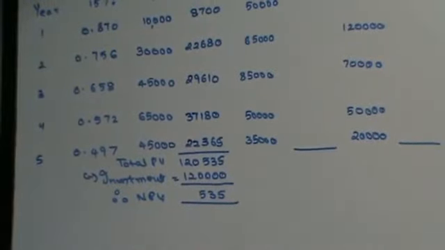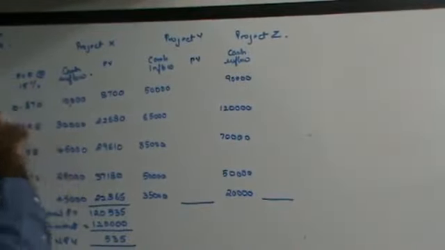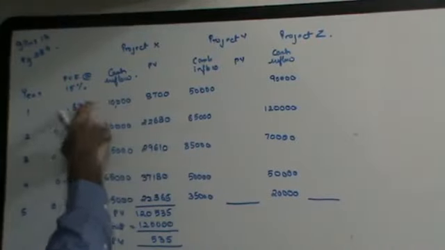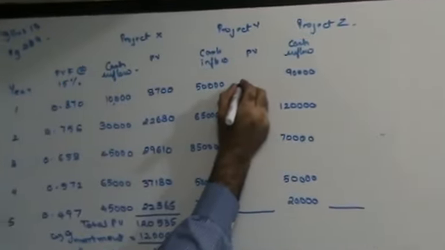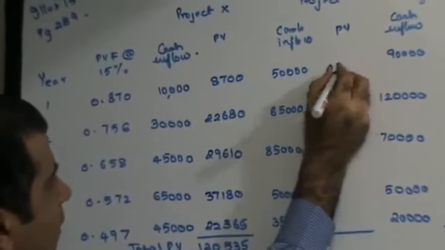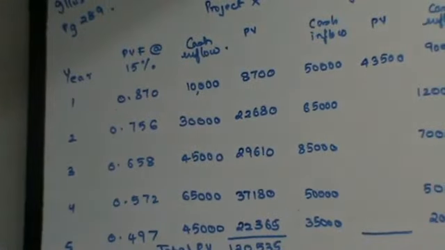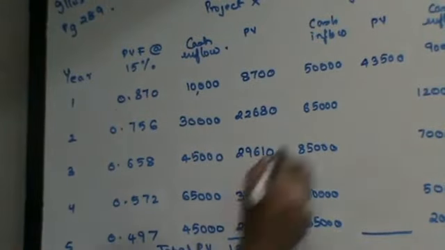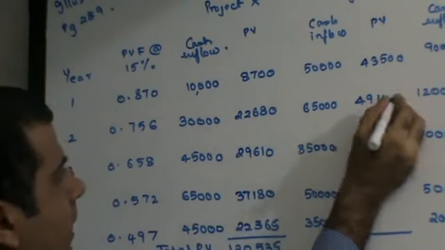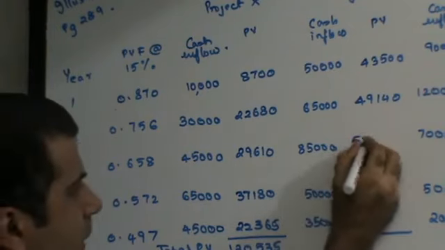Now similarly, let us try to work out for project Y. Let's find out the PV, present value for project Y. Same way, cash inflow into present value factor. So 50,000 into 0.870 is going to be nothing but 43,500. Then 65,000 into 0.756 is 49,140. 85,000 into 0.658 is 55,930.